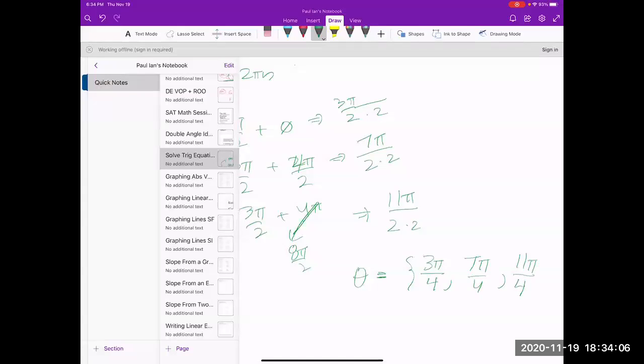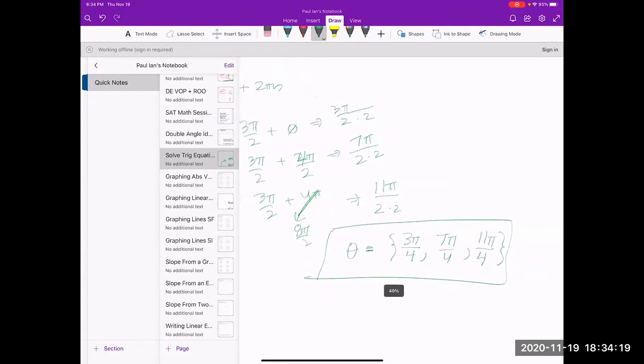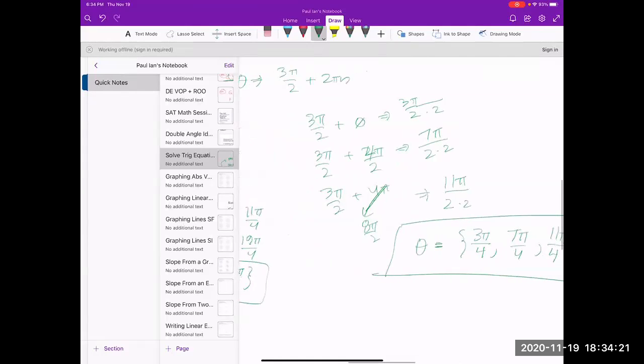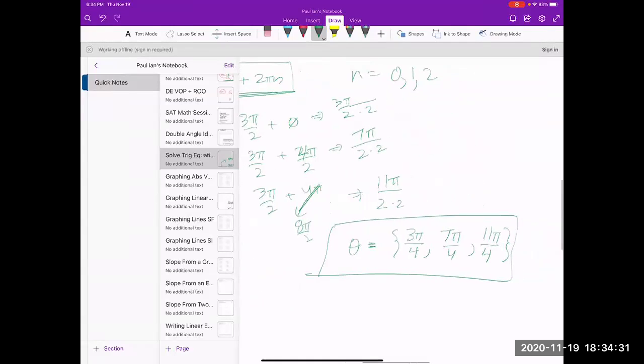Did you get the 11 pi over 4 because this is up to 4 pi? Oh, I don't think I did the 11 pi over 4, but yeah, I know what you mean. Okay. The trick here is just adding this 2 pi n, and then making n go up until you get the actual pi range. Which is this guy. Yeah.